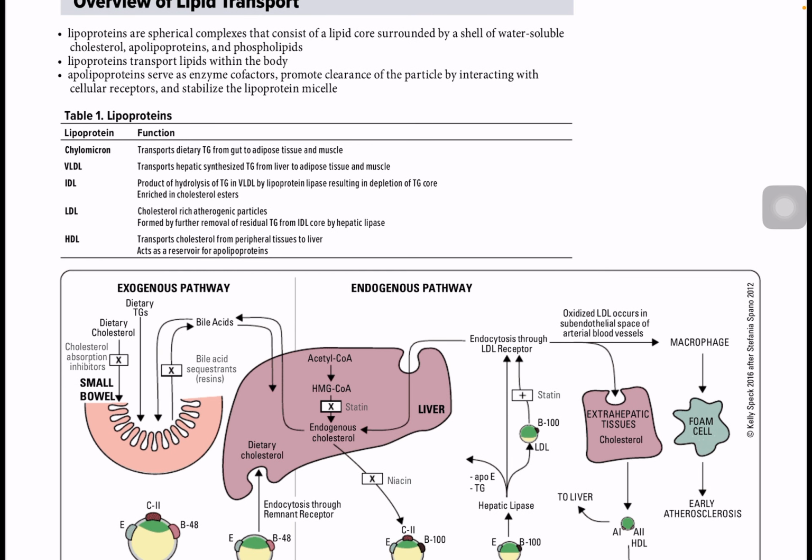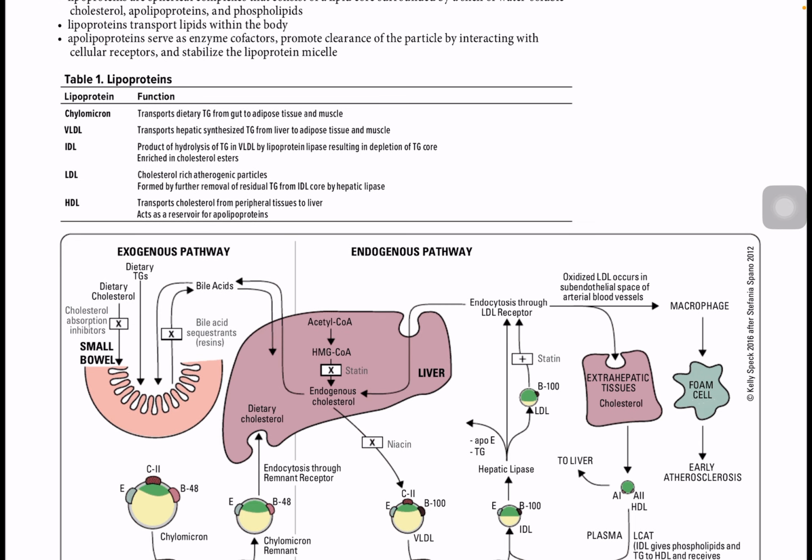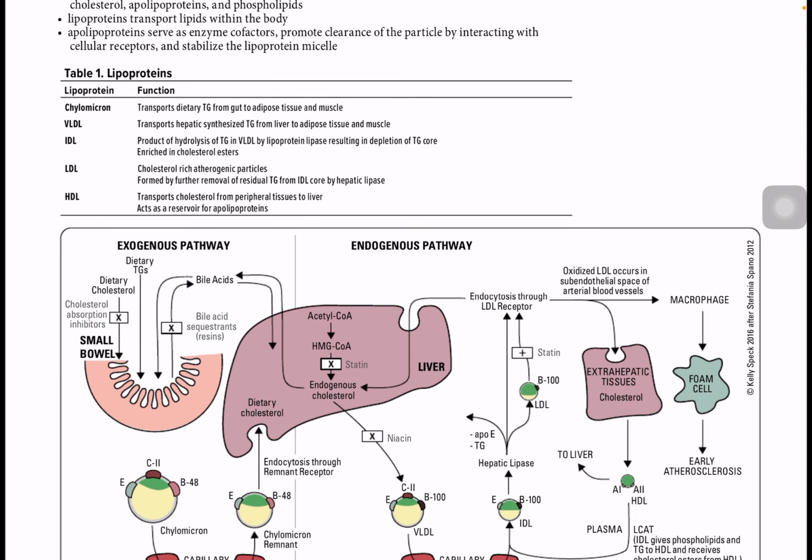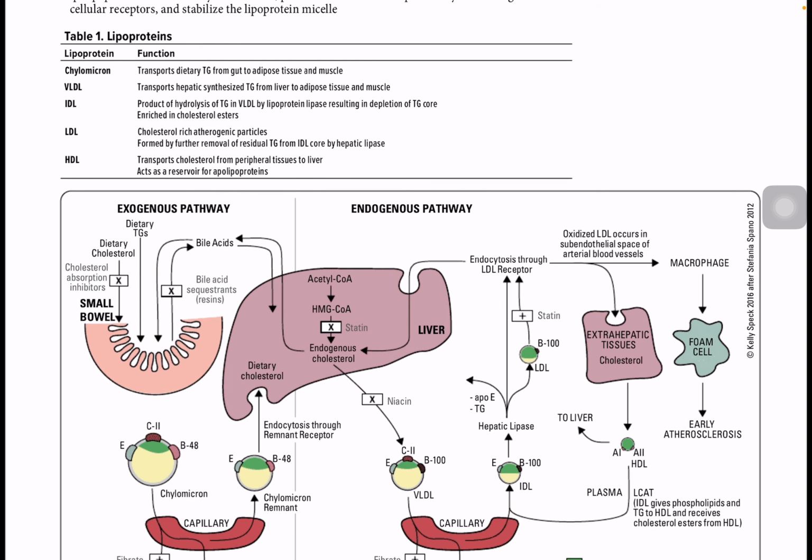So these are different types of lipoproteins. Chylomicrons transport dietary triglycerides from the gut to adipose tissue and muscles. VLDL transports hepatic synthesized triglycerides from the liver to adipose tissue and muscles. IDL is the product of hydrolysis of triglycerides in VLDL by lipoprotein lipase, resulting in depletion of the triglyceride core, enriched in cholesterol esters. LDL is a cholesterol-rich atherogenic particle formed by further removal of residual triglycerides from the IDL core by hepatic lipase. HDL transports cholesterol from peripheral tissue to the liver and acts as a reservoir for apolipoproteins.